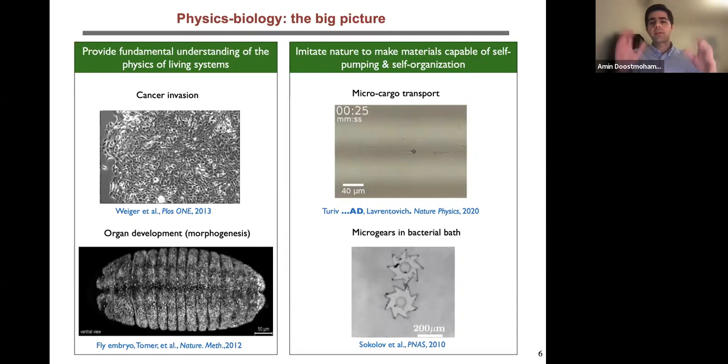So the structure of my talk is designed to address both these aspects. I will first start giving examples about using physics to understand biology. And then in the second part, I will talk about how we can imitate nature in a sense and have some control over these active materials.